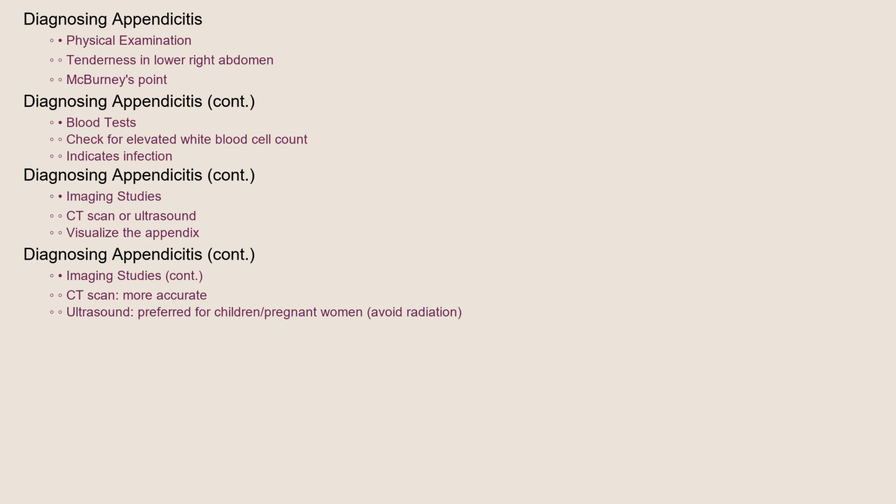Diagnosing appendicitis typically involves a combination of a physical examination, a review of your medical history, and diagnostic testing. During the physical exam, the doctor will check for tenderness in the lower right abdomen, specifically at a point called Burney's point. Blood tests are often performed to check for elevated white blood cell counts, which can indicate infection. Imaging studies, such as a CT scan or ultrasound, are also frequently used to visualize the appendix and identify any inflammation or blockage. A CT scan is generally more accurate, but an ultrasound may be preferred in children and pregnant women to avoid radiation exposure.